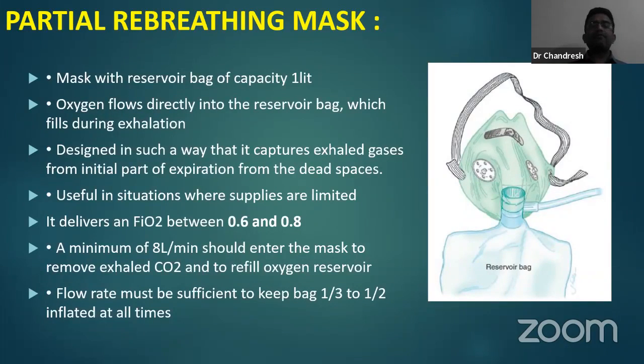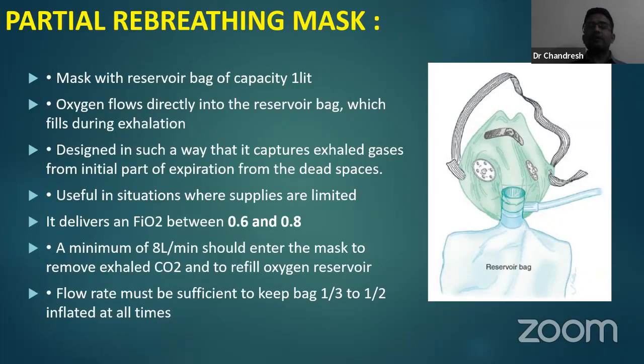And a minimum of 8 liters per minute should enter the mask to remove all the exhaled CO2 and to refill the oxygen reservoir. So remember this number. Whenever you see somebody with a reservoir bag on their face, always look at the oxygen flow meter and see that the patient is getting at least minimum 7 to 8 liters of oxygen. The flow rate must be sufficient to keep the bag almost 1/3 or half inflated at all times.